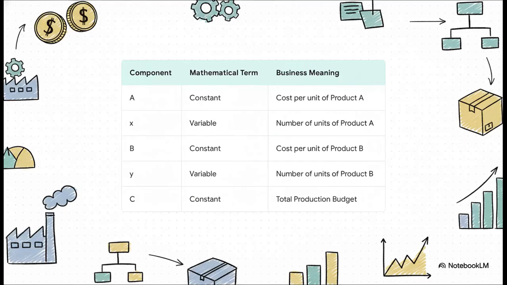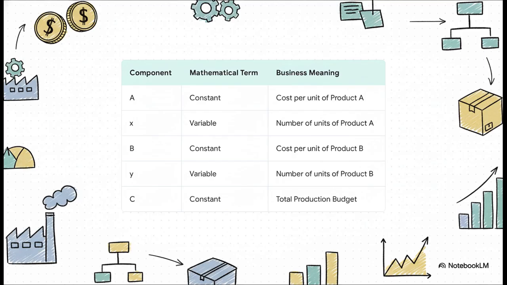This slide is where it all clicks. This is how we take that abstract formula, ax plus by equals c, and make it real. Let's map it directly to our problem. A is just the cost of product A, so that's $30. X is the number of units of A we decide to make.